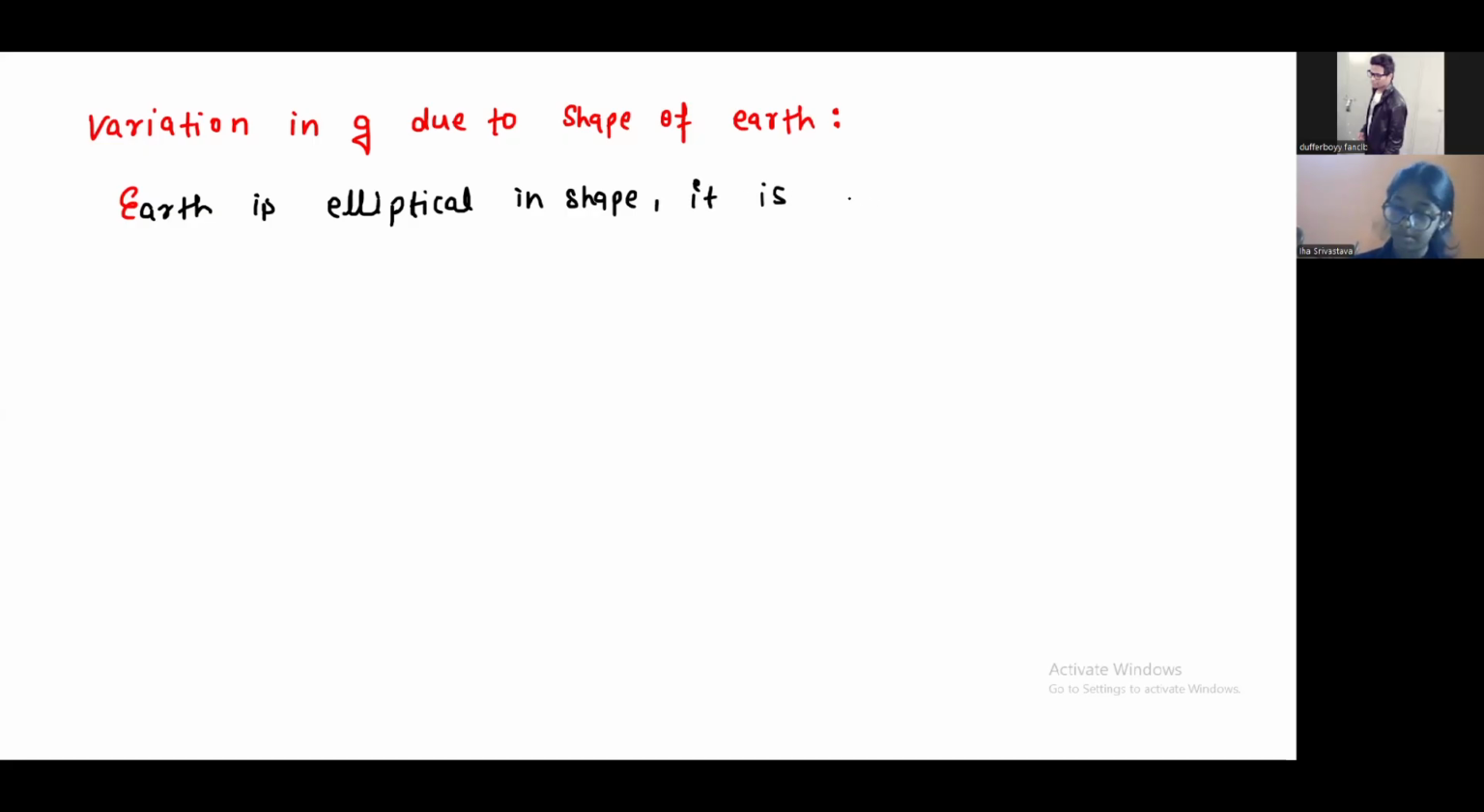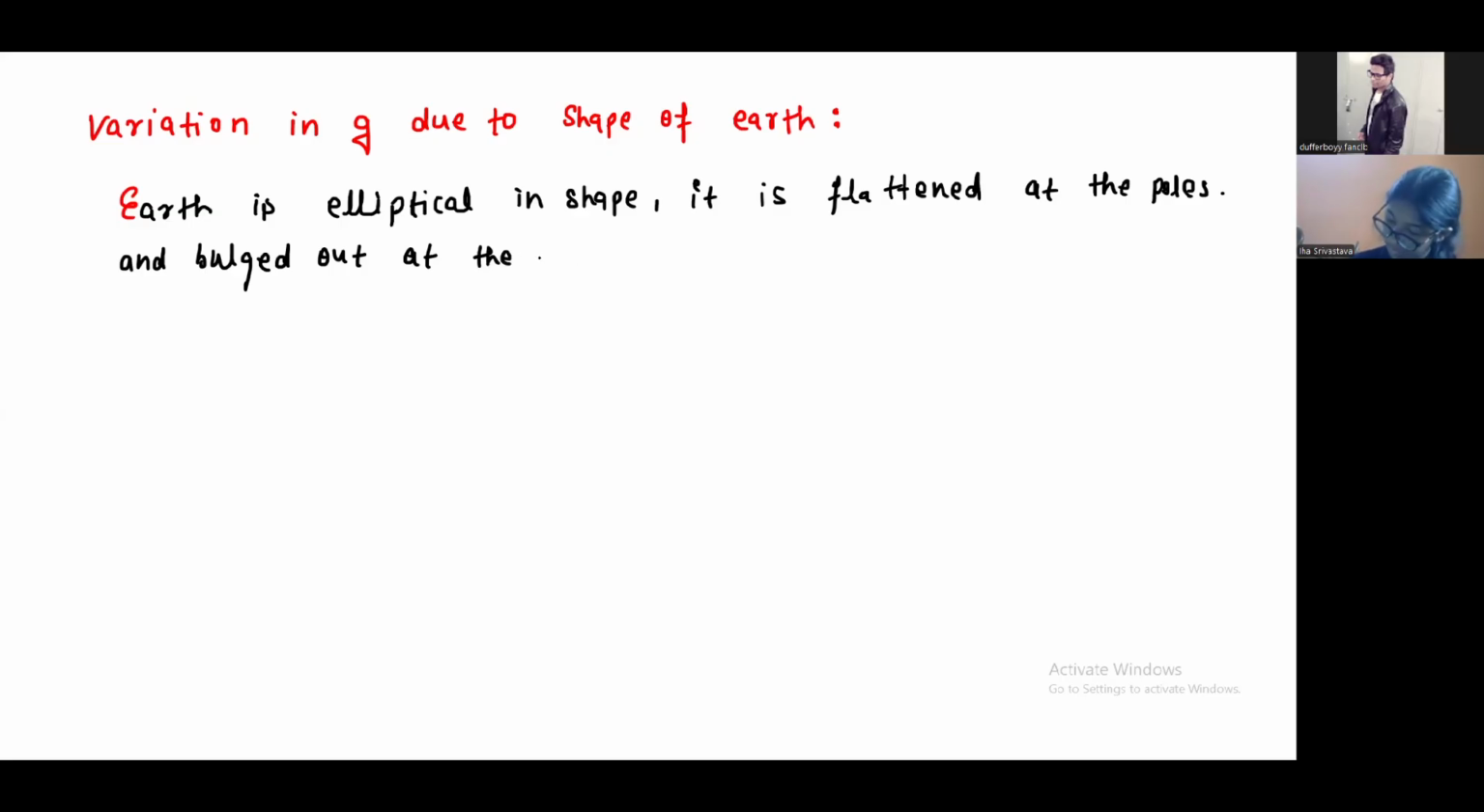It is flattened at the poles, and bulged out at the equator. Okay. At the equator, the equatorial radius.